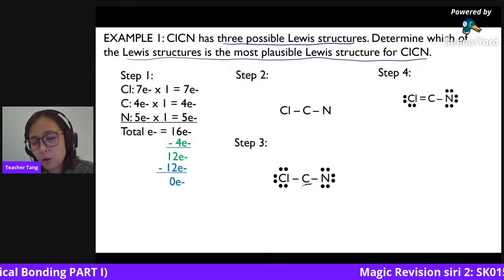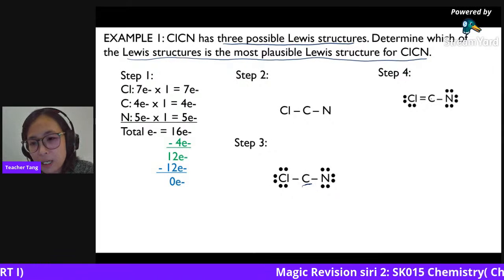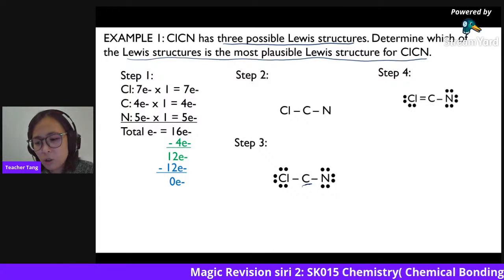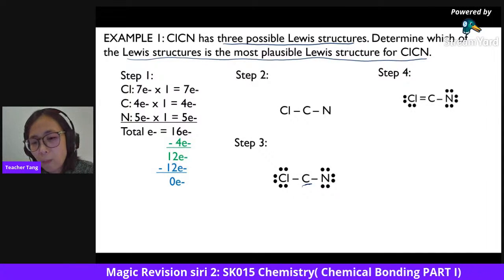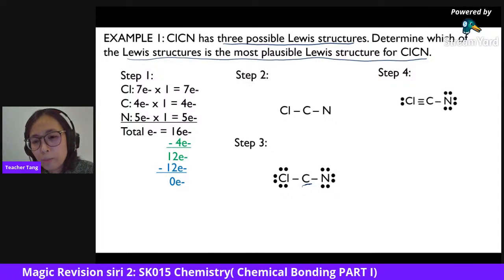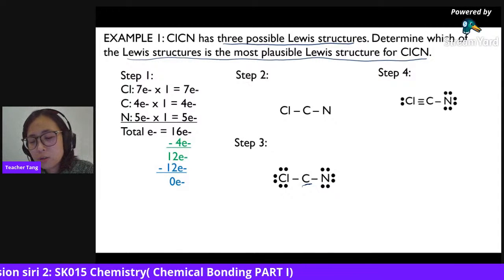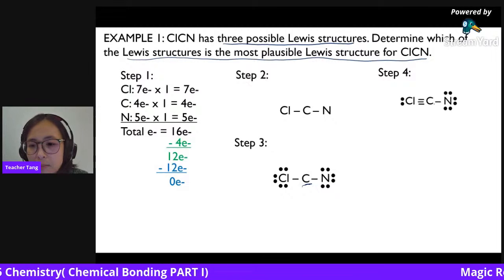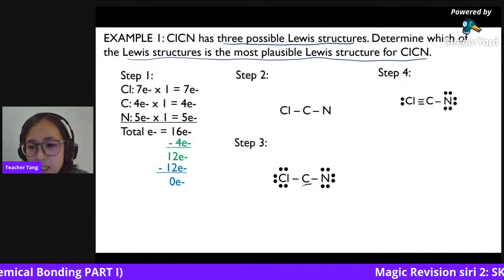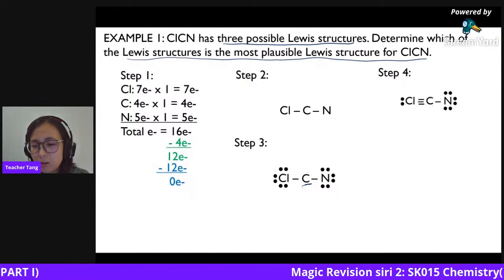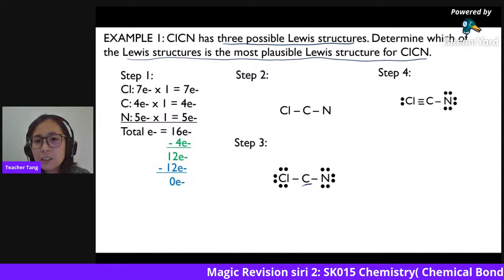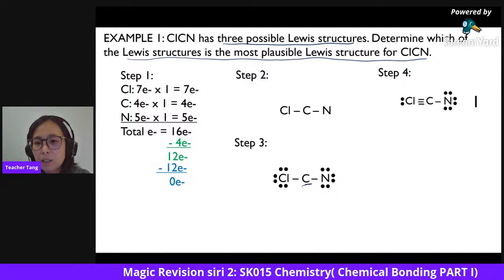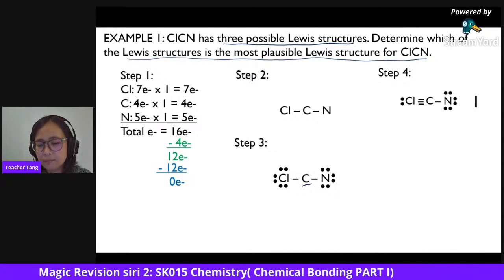Okay, so look, our central atom carbon is still not yet octet. So we can use another lone pair on chlorine to make a triple bond. So can you see that now the central atom carbon has 8 electrons around it, so it's octet. So this is the first possible Lewis structure for ClCN.